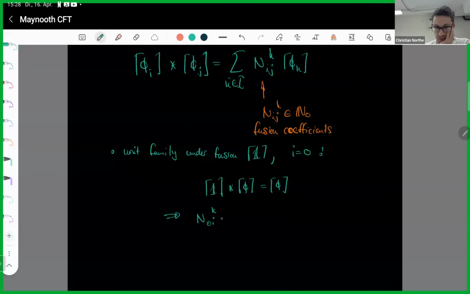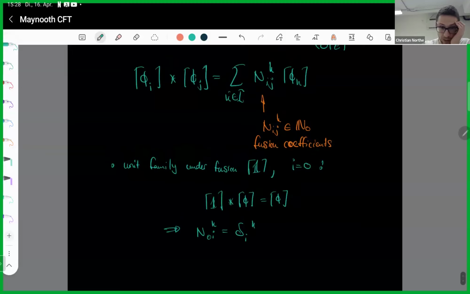That just means the following: if I fuse the identity onto I, then the resulting family is going to be K. That can only be the case if I and K were the same family to begin with. Okay.